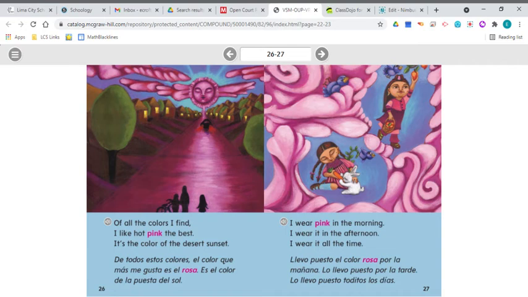Of all the colors I find, I like hot pink the best. It's the color of the desert sunset. All right, so there's another answer to your question, pink, right?